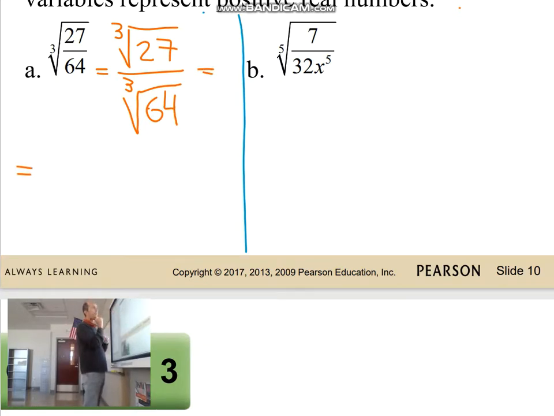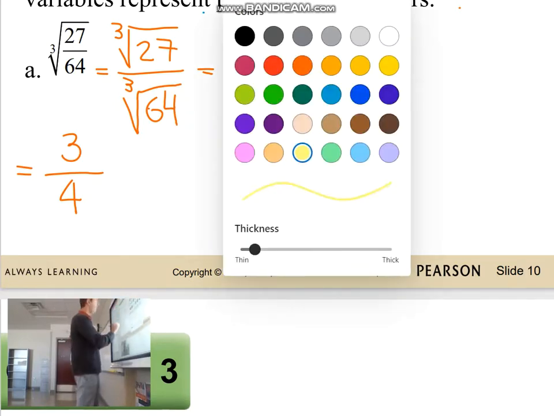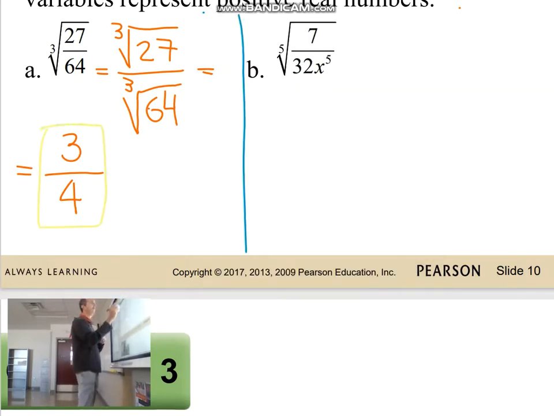What is the cube root of 27? If you know, 3 cubed is 27, so the cube root of 27 is equal to 3, and cube root of 64, 4 cubed is 64, so the cube root of 64 is 4. This is the right answer. Now letter B.